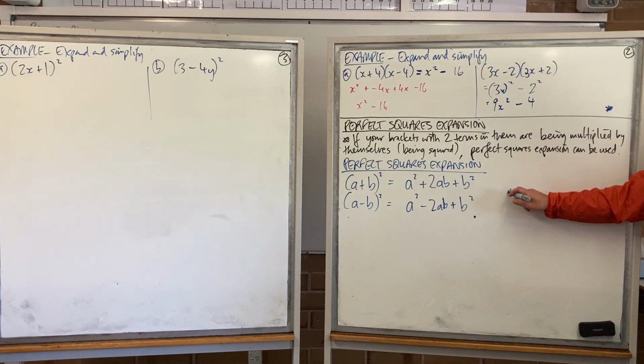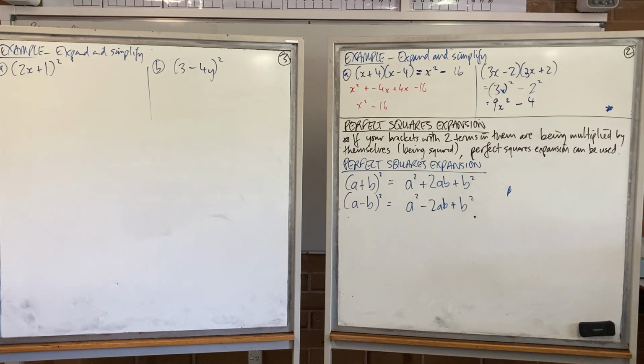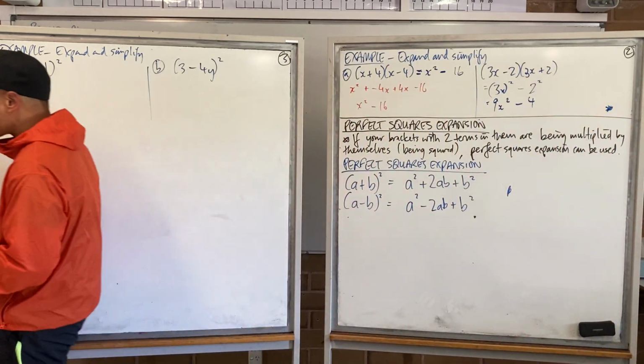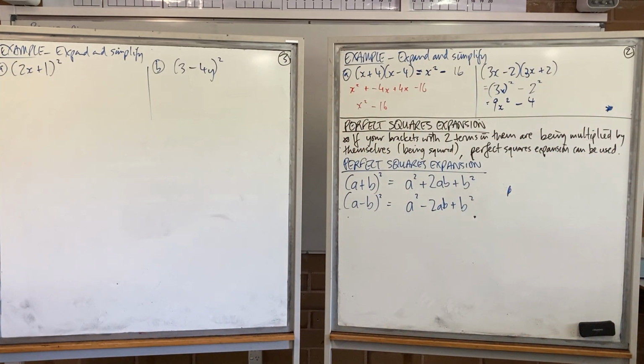That's what would go on your cheat sheet. Get your cheat sheet formula down, and then I'll do an example here. So again, FOIL will get you that answer, but it will take longer. I'll also prove to you that FOIL will get you the same answer.